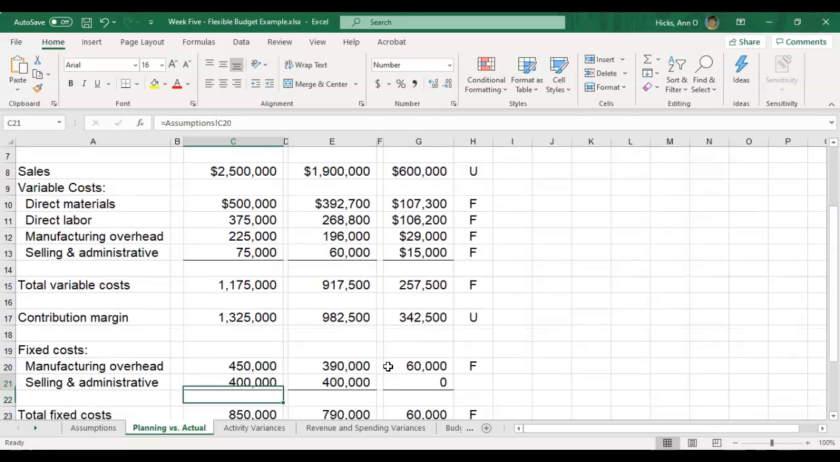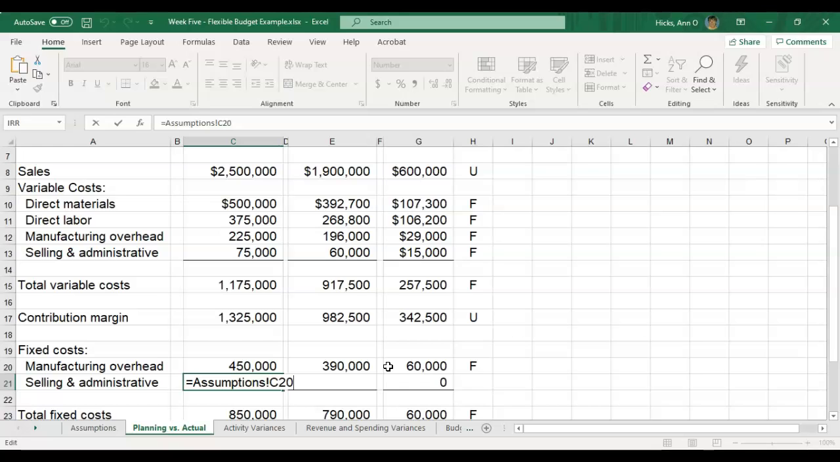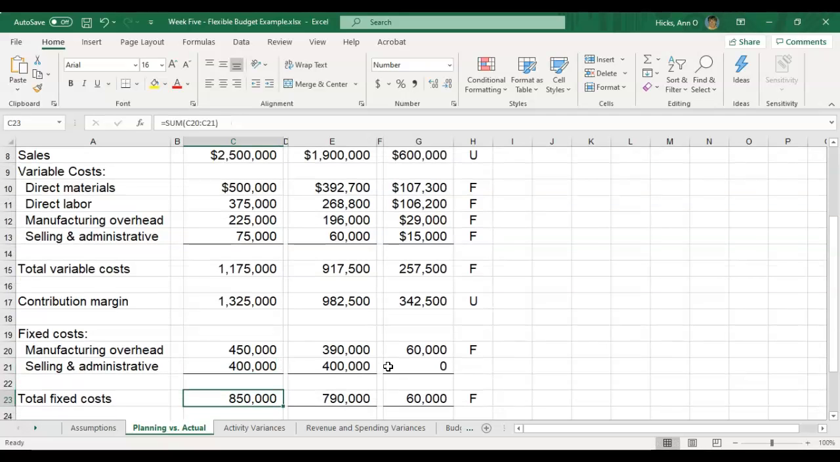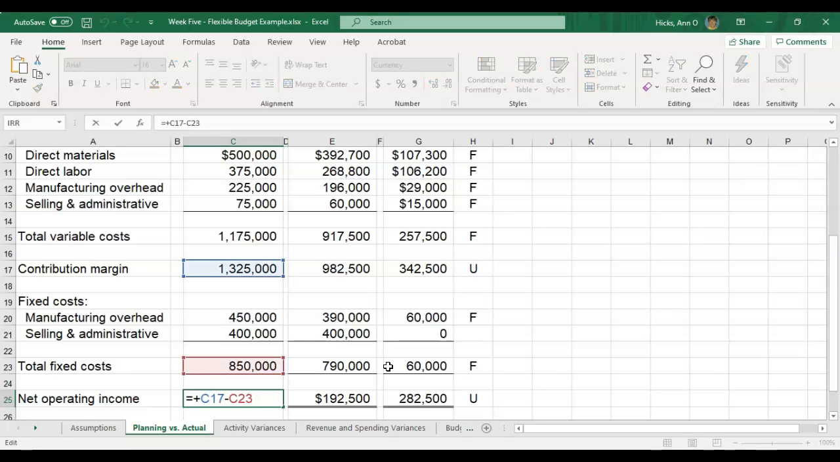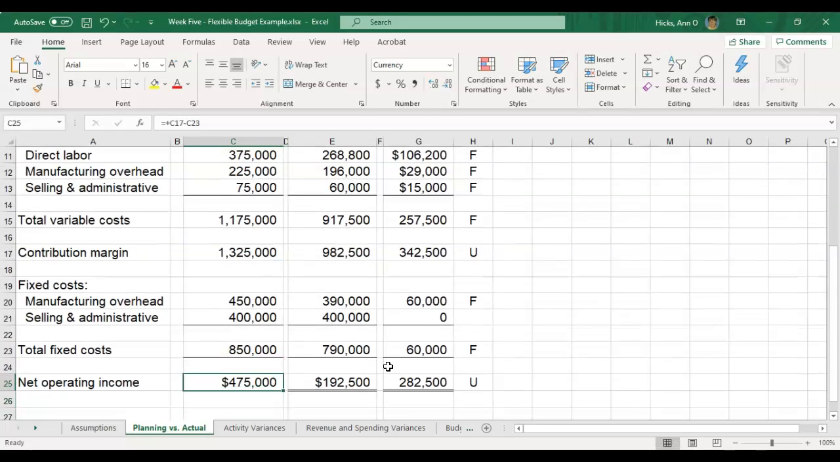Then from that, of course, we'll subtract our fixed overhead and our fixed selling and admin, which comes straight off the assumption sheets. Those total $850,000. We subtract that from the contribution margin, and we end with net operating income budgeted at $475,000. Okay, now let's look at what really happened.